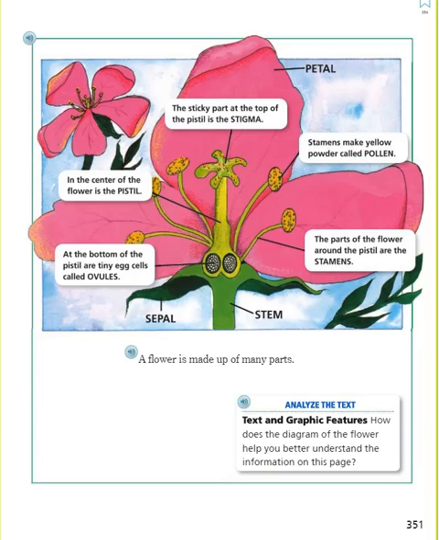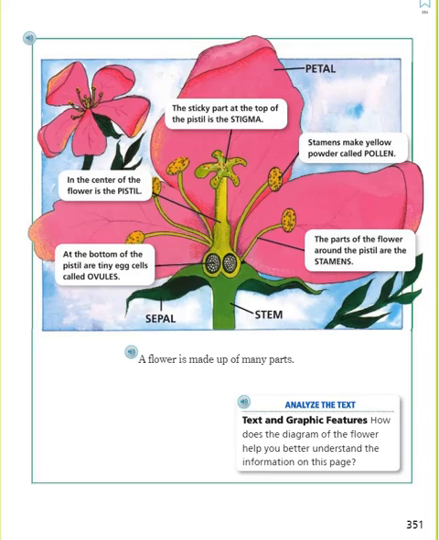Petal. The sticky part at the top of the pistil is the stigma. Stamens make yellow powder called pollen. In the center of the flower is the pistil. The parts of the flower around the pistil are the stamens. At the bottom of the pistil are tiny egg cells called ovules. Sepal. Stem. A flower is made up of many parts.